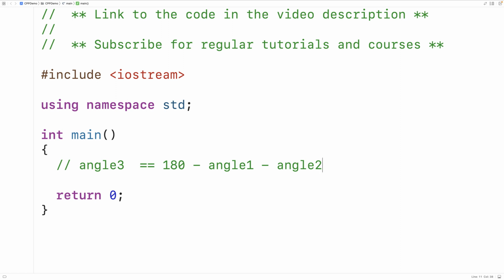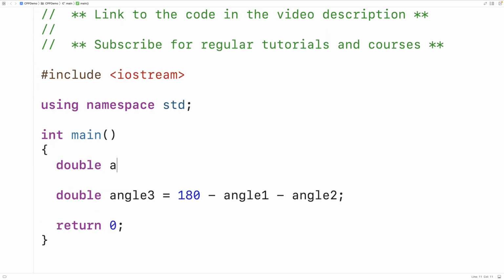So let's actually just change this into a C++ statement. We'll assign to a variable called angle3, that's going to be a double, the result of 180 minus angle1 minus angle2. Next, we'll create variables for angle1 and angle2, and we'll prompt the user to enter values for angle1 and angle2. So we'll have double angle1, angle2.